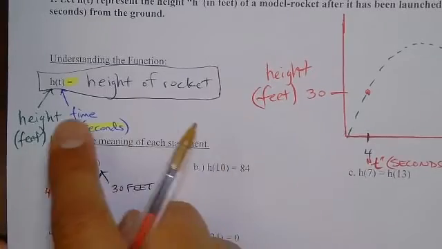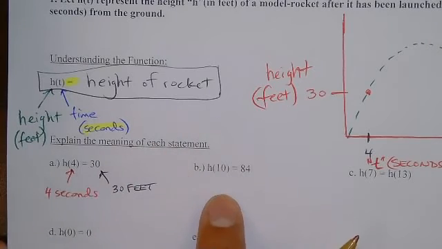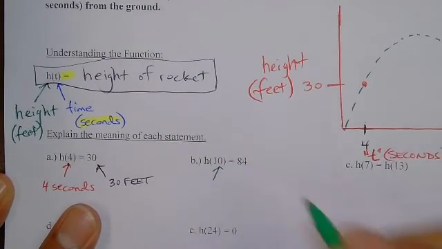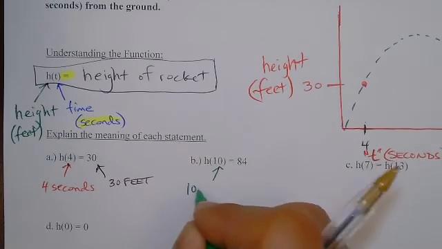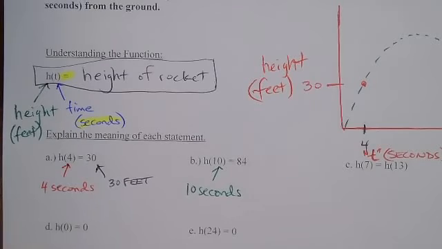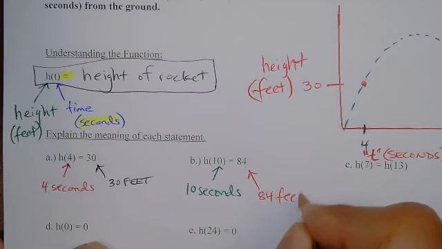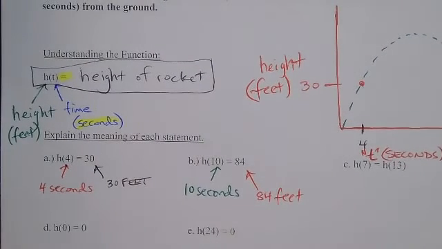Who can tell me what this one says? What does h of 10 equals 84 mean? According to your understanding of this function and looking at how it is right there, what does h of 10 equals 84 mean? Oh, that's it. I told you this was easy. See, once I explain it, it's so easy. This is after 10 seconds. What does that mean? That when I put 10 in there, after 10 seconds, the height is what? 84 feet. That's easy to understand.